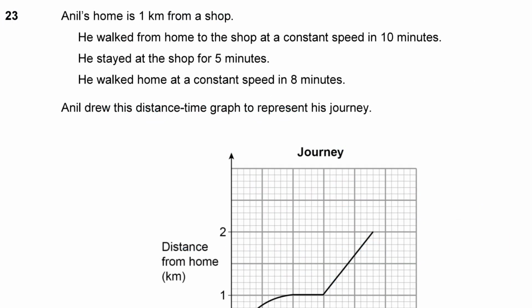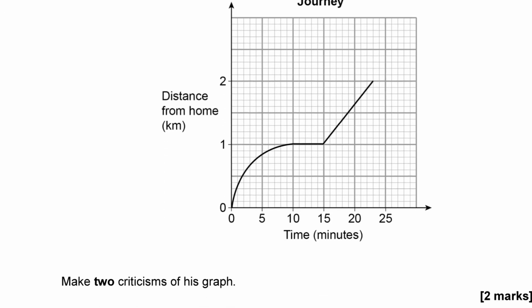Question 23. Anil's home is 1 kilometer from a shop. He walked from home to the shop at a constant speed in 10 minutes. He stayed at the shop for 5 minutes. He walked home at a constant speed in 8 minutes. Anil drew the distance time graph to represent this journey. Here's the graph. Make 2 criticisms of the graph.